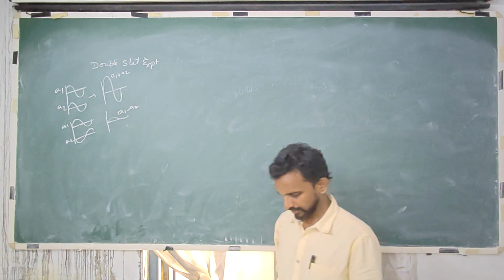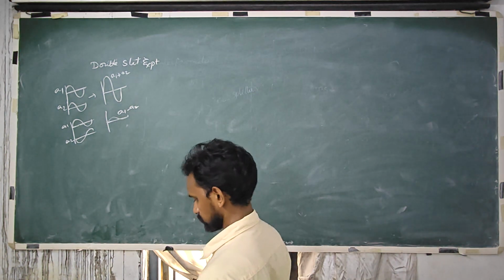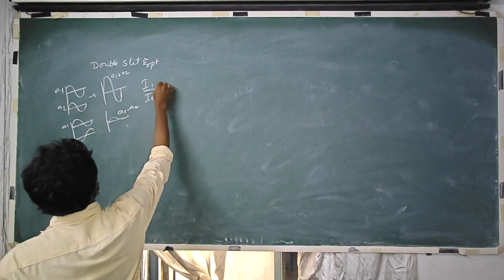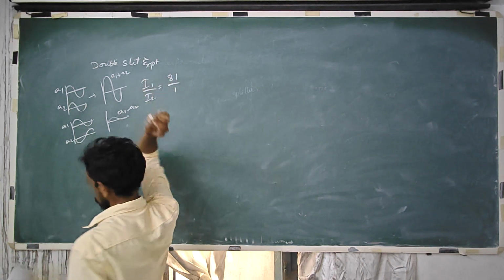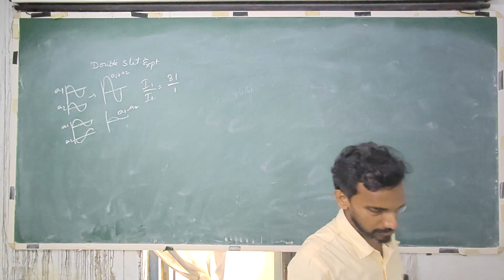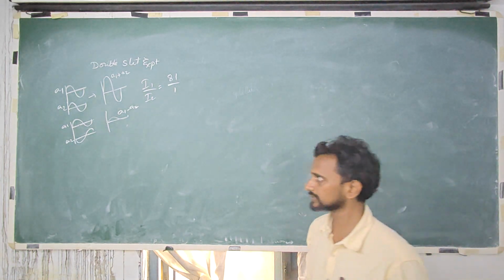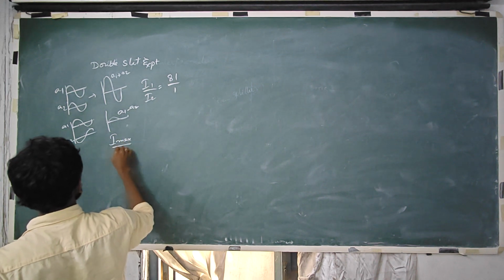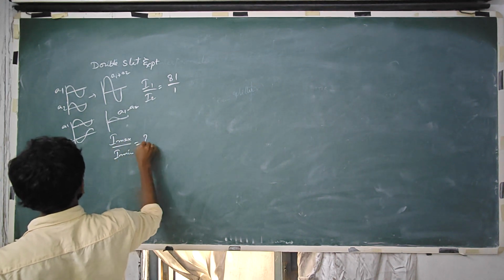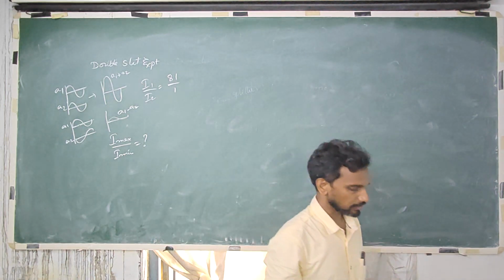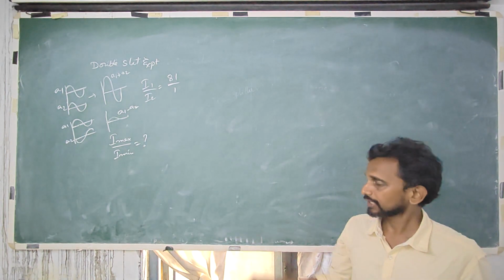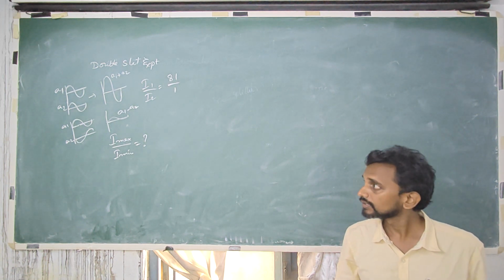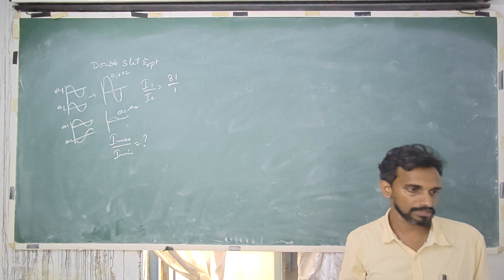Right? So let's say the intensity ratios are given like this. Let's say I1 by I2 is 81 by 1. Then what is the ratio of I max to I minimum? This is the question. So intensity ratios are given like 81 by 1. So what is the ratio of I maxima to I minimum?